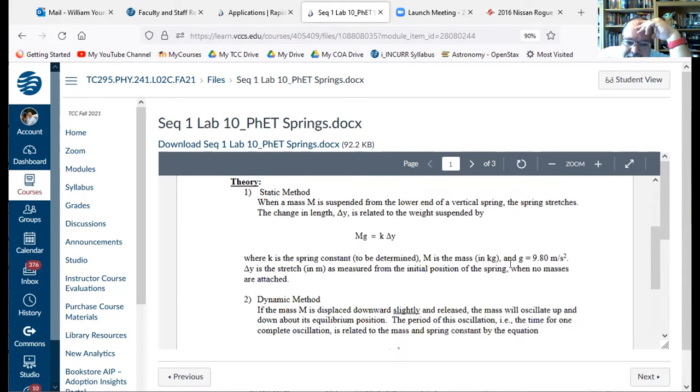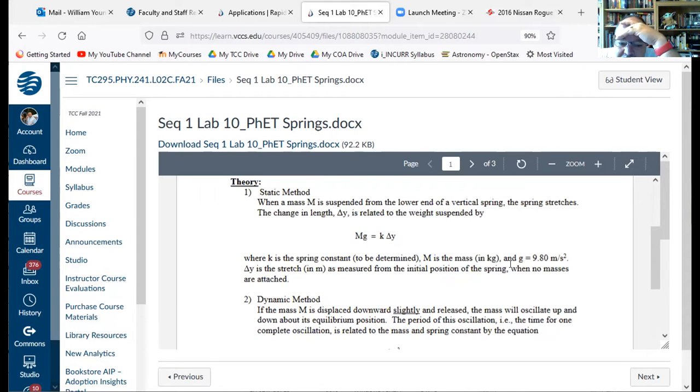So here's the theory. The static method says that when you hang a mass M from a spring, that creates a force M times G, where G is 9.8 and mass has to be recorded in kilograms. That actually creates a force M times G in newtons. And that force should be equal to some constant times the stretch of the spring, which they call delta Y, which should be measured in meters. So you can see that the K is supposed to have units of newtons per meter, right?